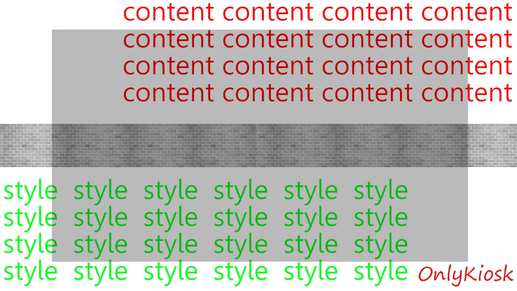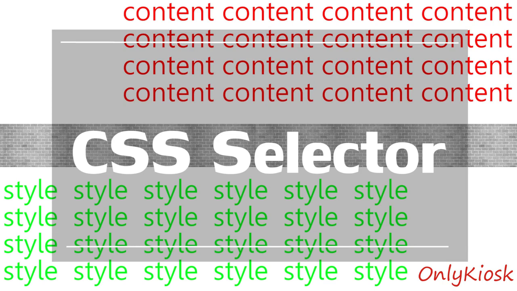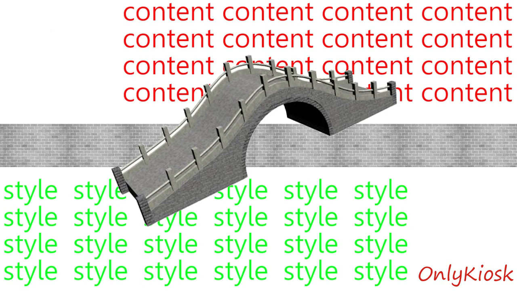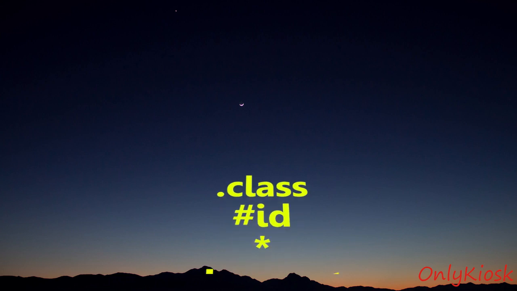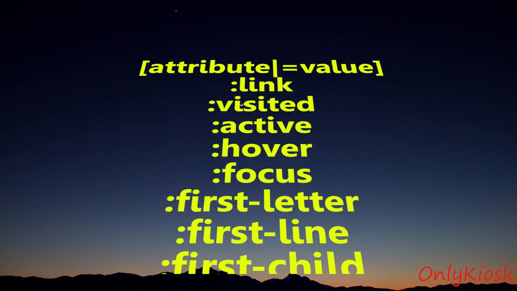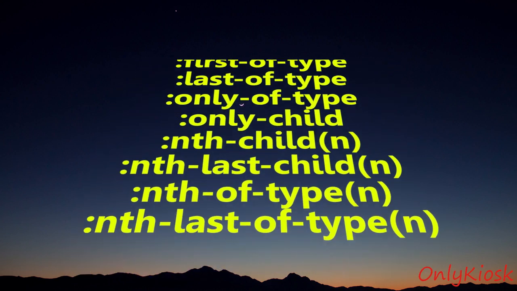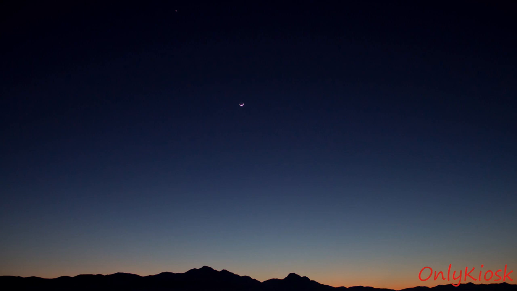To solve this problem, people developed a new technology called CSS Selector. CSS Selector works like a bridge that links CSS properties and HTML tags. It's the foundation of internal and external CSS. There are many kinds of CSS selectors. In the future, there will be more. But no matter which kind of CSS selector you use, their basic structure is the same.